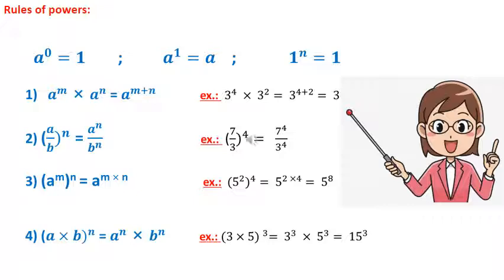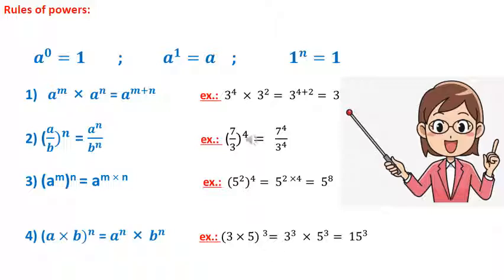Now, if you have two numbers that have the same base but different powers, like a^m times a^n, it's a to the power m plus n. For example, 3 to the power 4 times 3 to the power 2, or 3 squared, is 3 to the power 4 plus 2, which is 6. So 3 to the power 6.